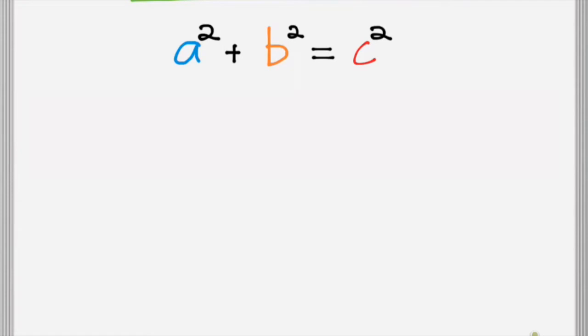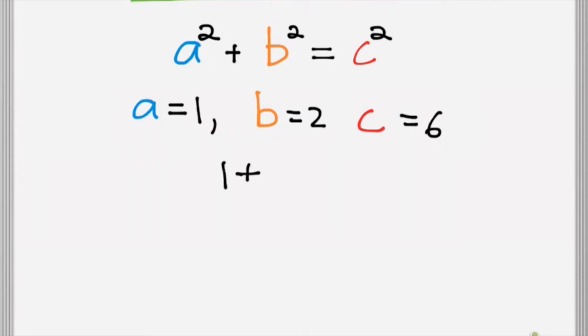Is that it? Well, if this is true, then if I make a equal 1, b equal 2, then c would be 6, then you would get 1 plus 4. That doesn't equal 36. It didn't work. Why didn't it work? Okay. You're saying, oh, it applies to triangles, right? Triangles. Okay, we'll talk about triangles then.